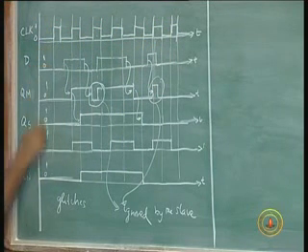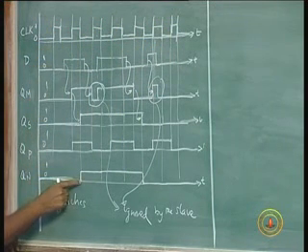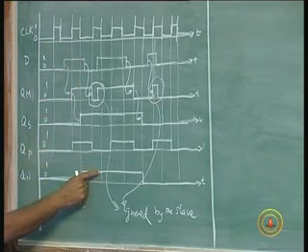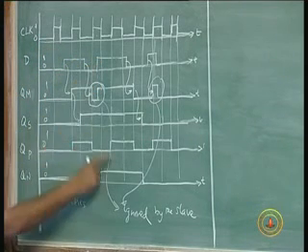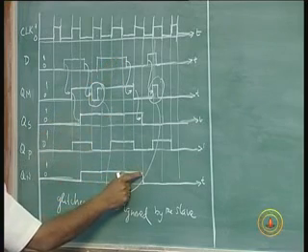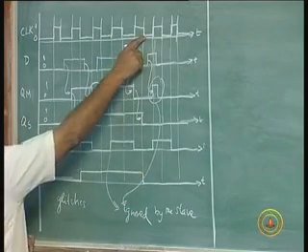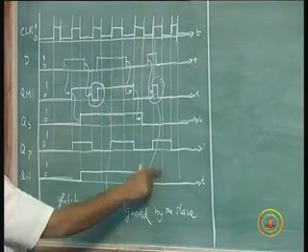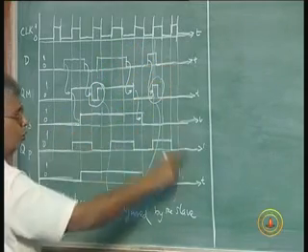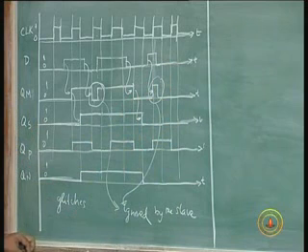Here it is 0, the output is 0 for one clock period. At this point it is 1, 1 for one clock period. At this point it is 1, 1 for one more clock period. Again 1 for one more clock period. This point is 0, 0 for one clock period, and 0 for one more clock period. This is 0, 0 for one more clock period. That's all.